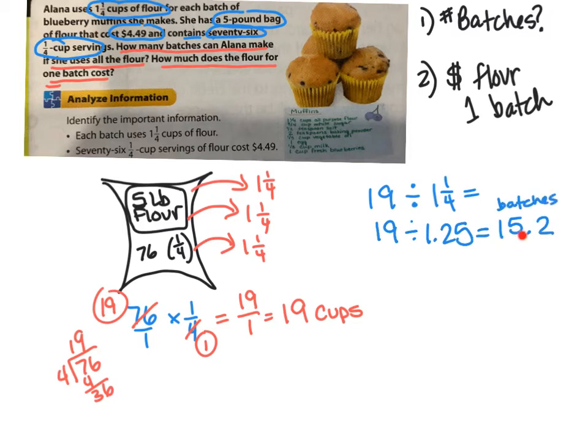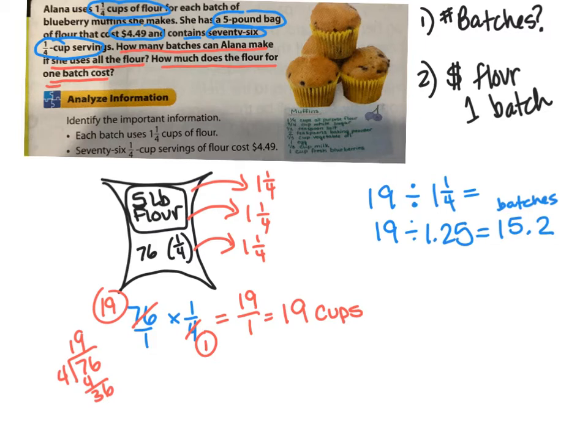15 whole batches and 0.2 of another one. Are you doing 2/10 of a batch? I mean, remember, this batch needed an egg. Like, how are you going to split an egg into 0.2? A third of a cup of milk, now I need 0.2 of that. A cup of berries, now I need 0.2 of that. You're not getting a full batch.